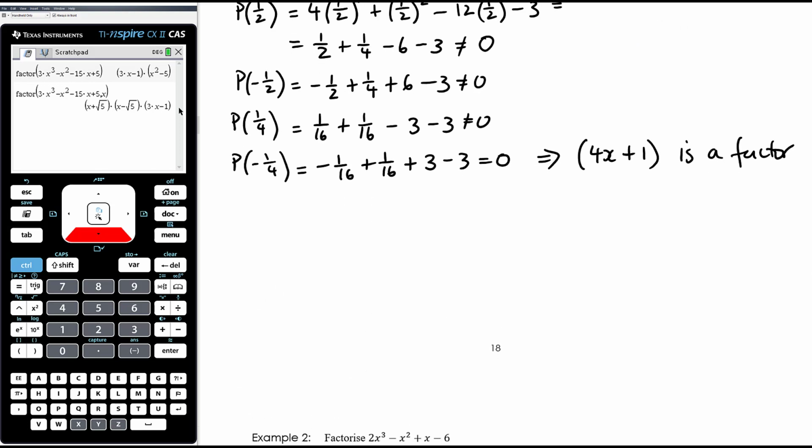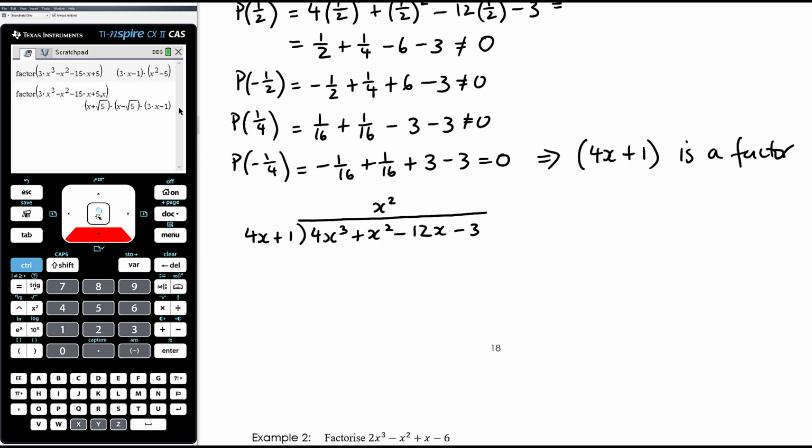Now we can do our long division. So we're going to do 4x plus 1. Sorry, I should have written a bit smaller. We've got 4x cubed plus x squared minus 12x minus 3. And we can do our long division. Hopefully we can get through this fairly efficiently. We've been doing a lot of this. What do you multiply 4x by to get 4x cubed? That's x squared.